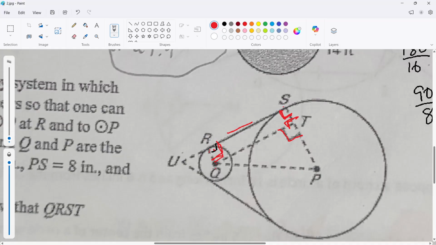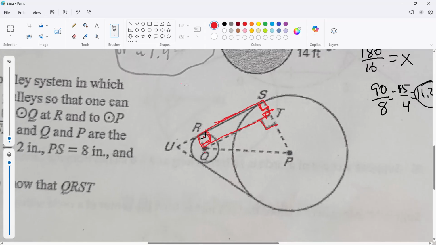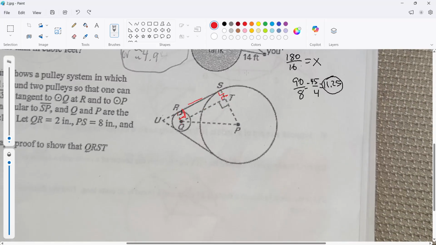Now I've got this figure here, and three of the angles inside this four-sided figure are 90. In a four-sided figure, it's n minus 2 times 180. 2 times 180 is 360. 360 minus 270, 3 times 90 is 270, is 90. That means the other angle is a right angle, angle RQT. And since all four angles inside this four-sided figure are right angles, it is a rectangle by definition. That's a paragraph proof.